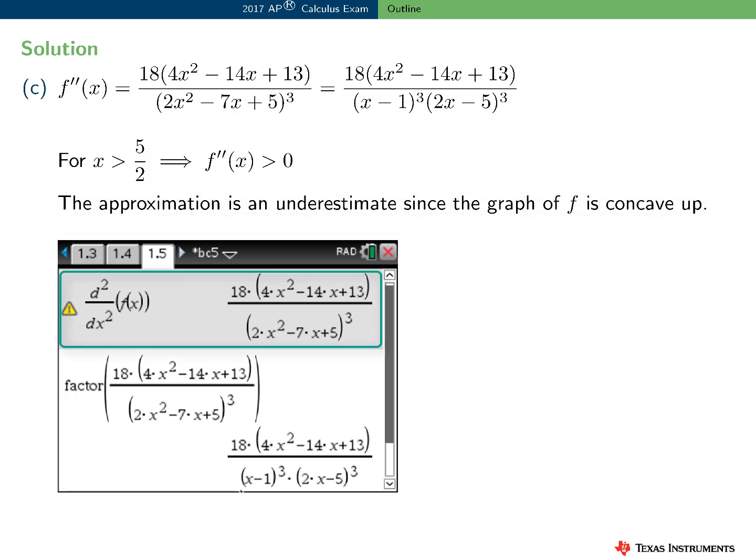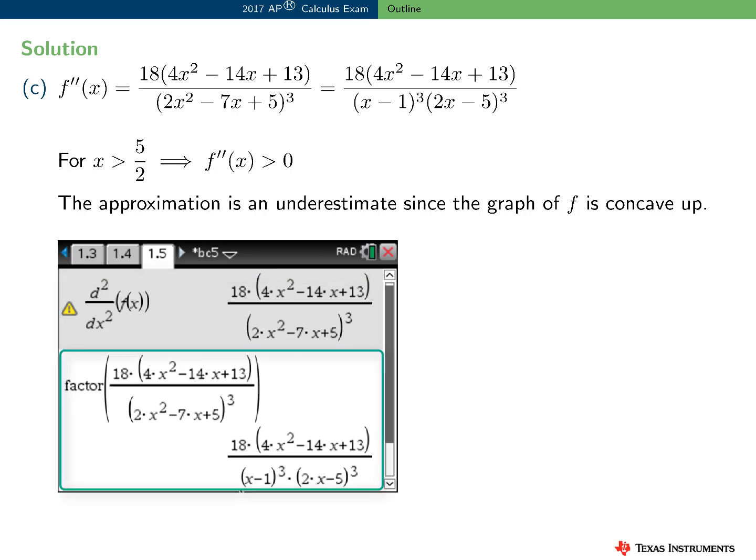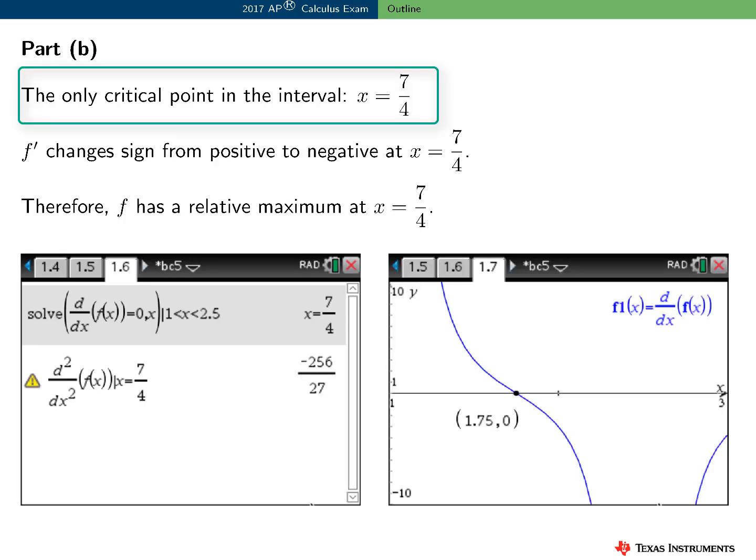Here, I use technology to find the second derivative. And to help me determine the sign of the second derivative, I wrote this expression in factored form. To solve part B of the free response question, set the first derivative of f equal to 0 and solve for x. The only critical point in the interval 1 to 2.5 has x coordinate 7/4.